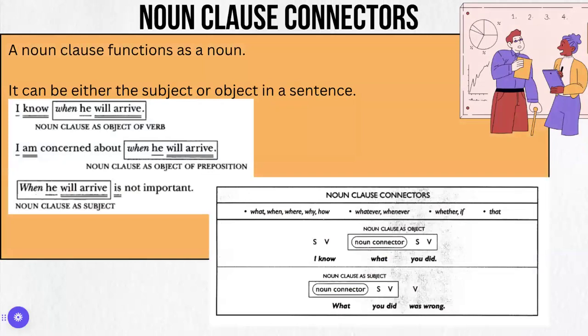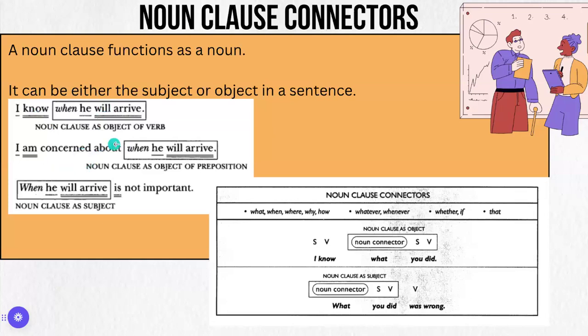Today we're going to talk about noun clause connectors. A noun clause can function as a noun. It can either be the subject or the object of a sentence. For example, I know when he will arrive. All of this is the noun clause acting as the object of the verb, as the object of a sentence. I know, what do you know? When he will arrive.